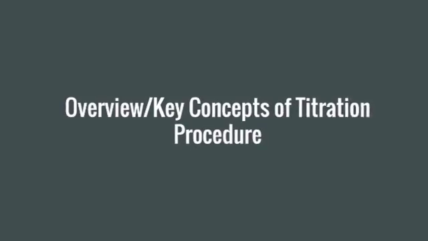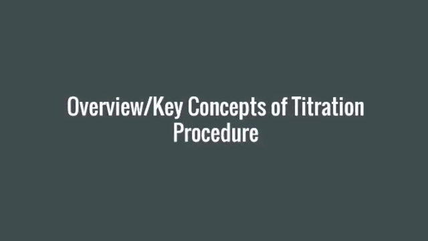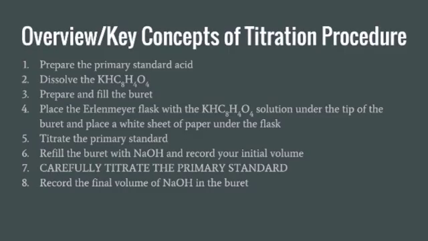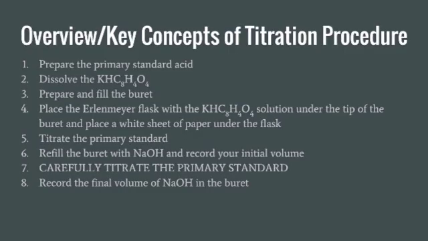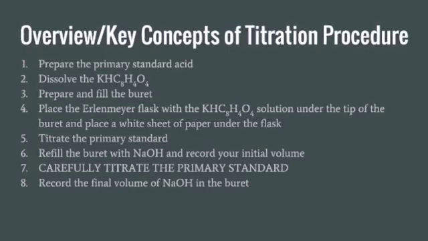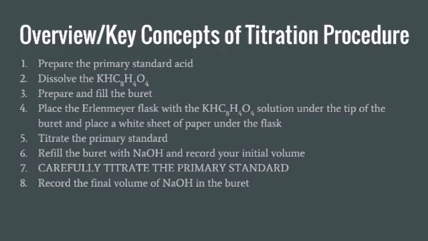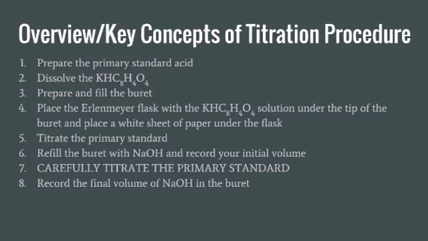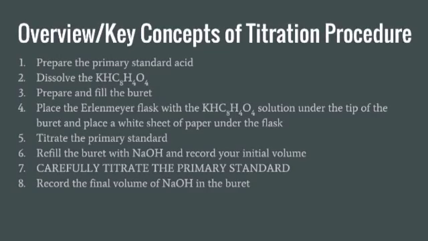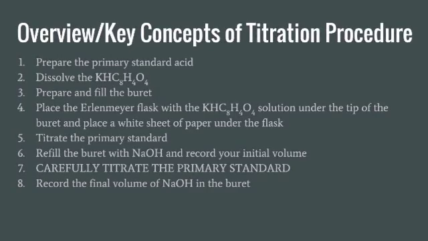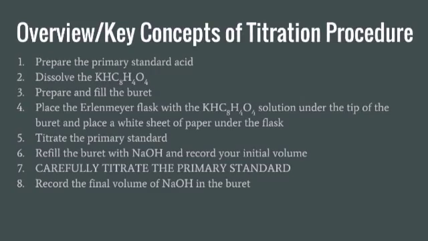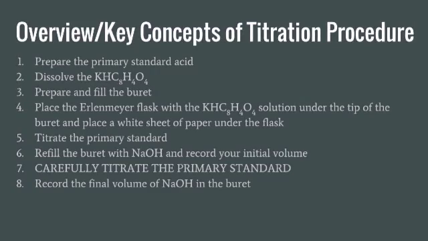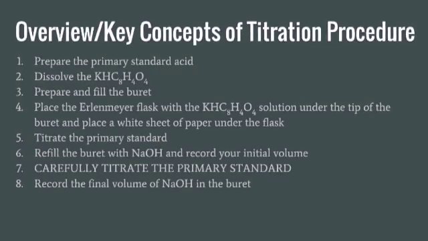Now we're just going to review some key concepts of titration. So the key concepts of the titration procedure: first you want to prepare the primary standard acid, and then you want to dissolve that acid in solution. Then you prepare and fill the burette, and next you place the Erlenmeyer flask with the acid solution under the tip of the burette, and you place a white sheet of paper under the flask just to make sure that you can see the color change once it's titrated.